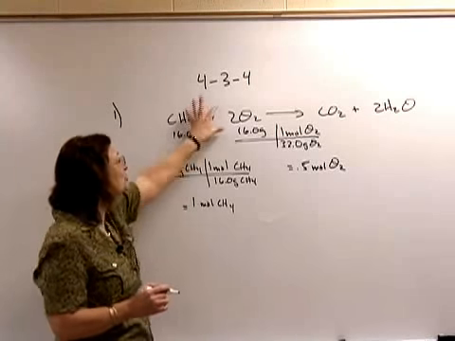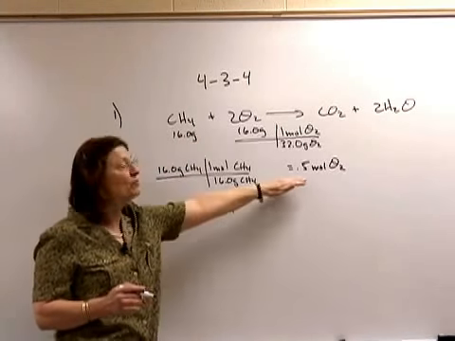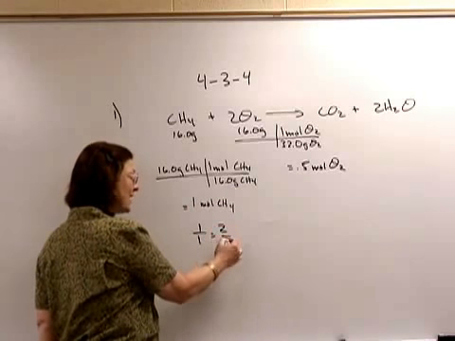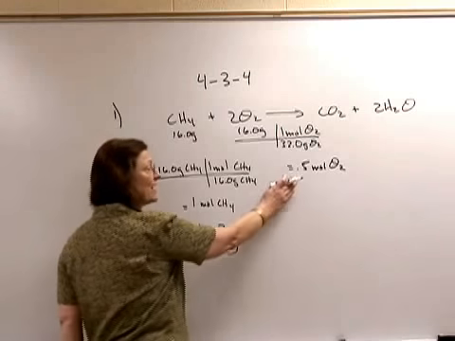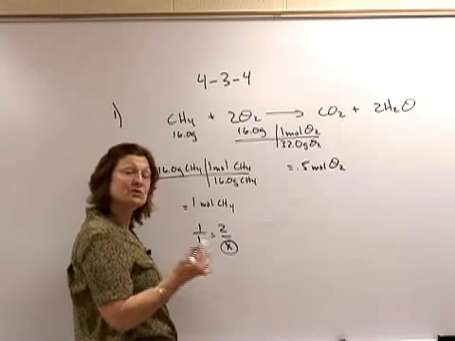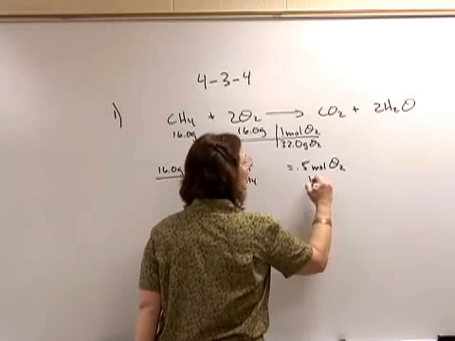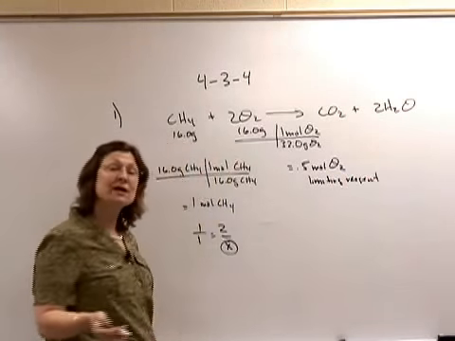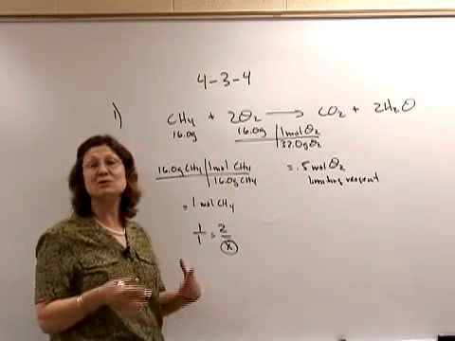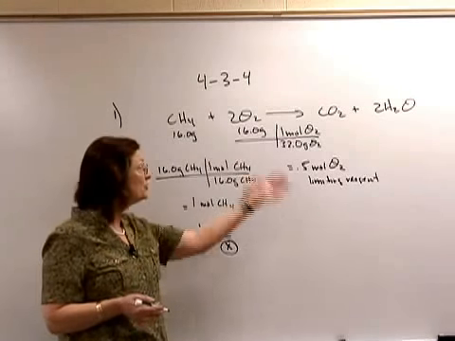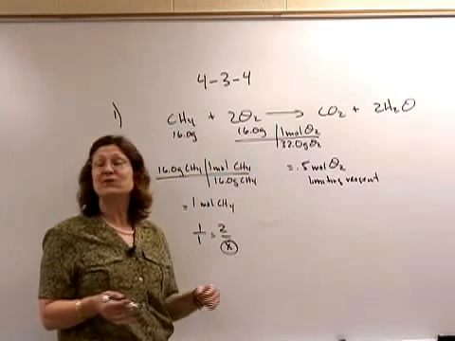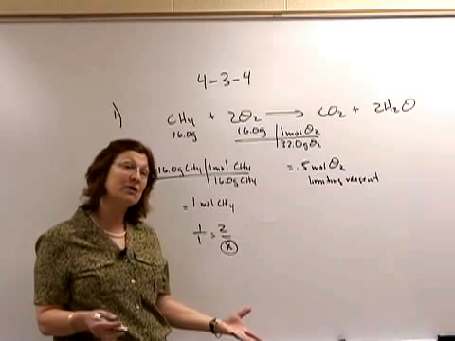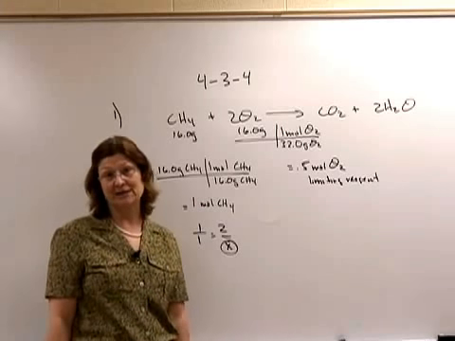Then I'm going to look at my coefficients. My recipe here calls for 1 methane for every 2 oxygens. And 1 is to 1 as 2 would be to 2. But I only have 0.5. 1 is to 1 as 2 is to x, and that x then would be 2. However, I only have 1/2 mole of oxygen, which makes it my limiting reagent. Therefore, that is what I'm going to use in order to determine how much of each component is going to be produced and what is going to be left over.